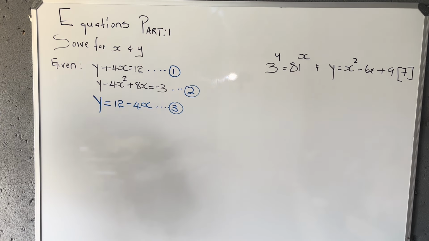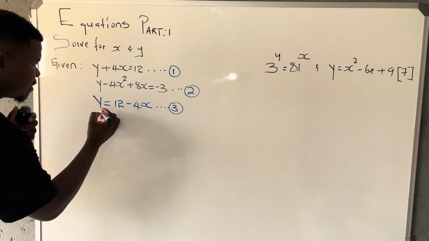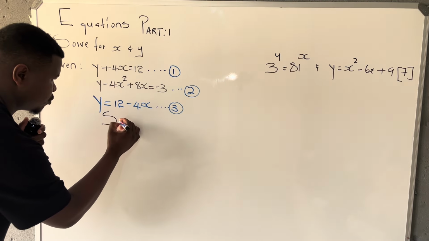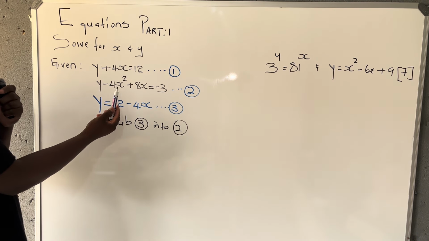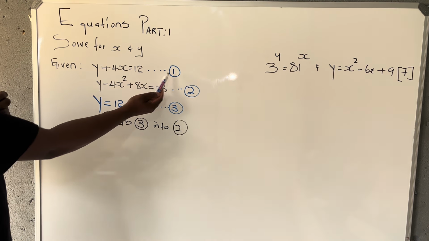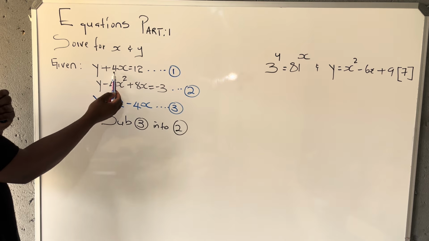Now that we have equation 3, what do we do? Follow steps. Tell us what it is that you're going to do. We say substitute equation 3 into equation 2. Talk to me as your marker. I need to follow what you're doing. You chose the equation that you can work with, which happened to be equation 1. Then what did you do after? You made y the subject of the formula by transposing 4x.